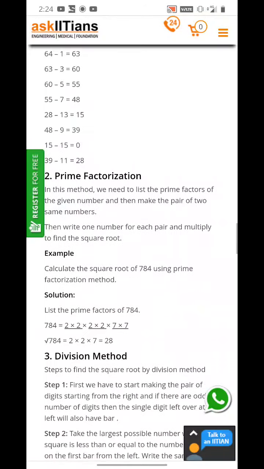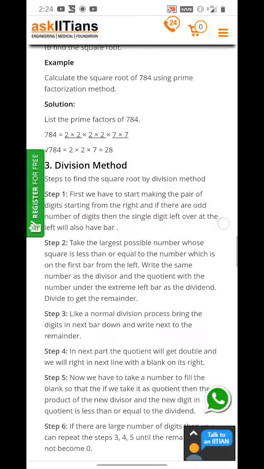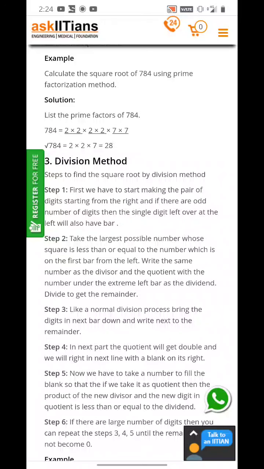Then the next method is prime factorization. Prime factorization of 784. Then you have to pair the factors one by one. Pair them in twos, and then take the square root. For example, for 784, we get 2 pairs of 2 and a pair of 7. Then you multiply 2, 2 and 7, so the square root of 784 is equal to 28.